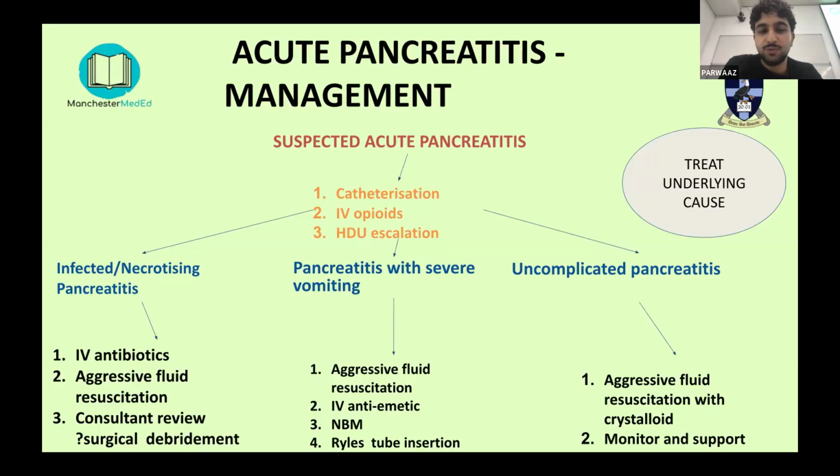And most of these will need a consultant review anyway, but if there's any condition that needs it, it's necrotizing pancreatitis because it's not very easy to operate on, and it very rarely gets operated on because when it does, it has a very high morbidity rate. So always need to consult and review.